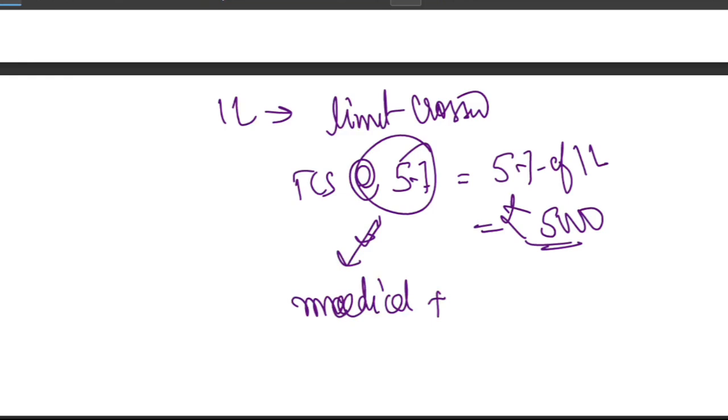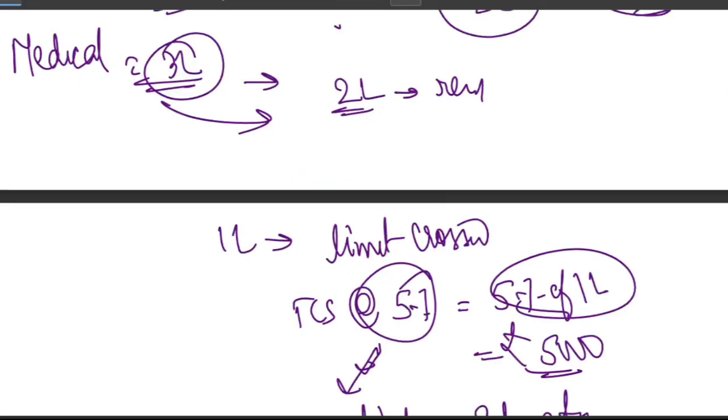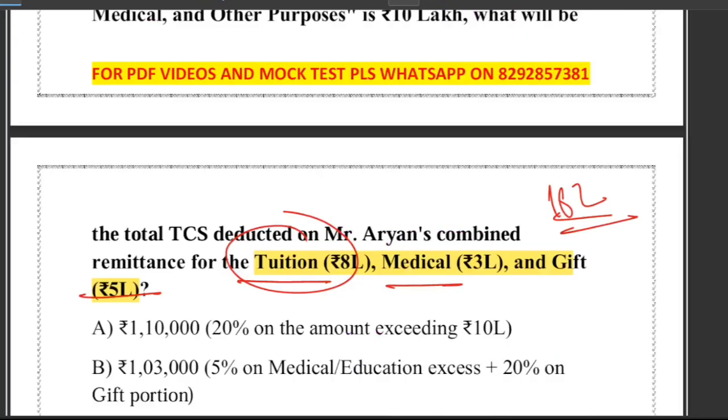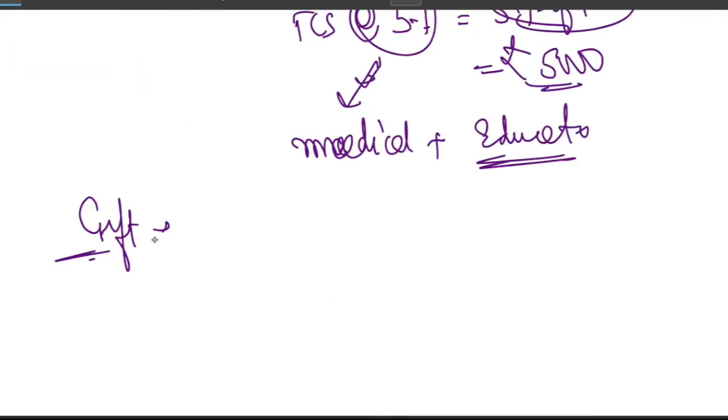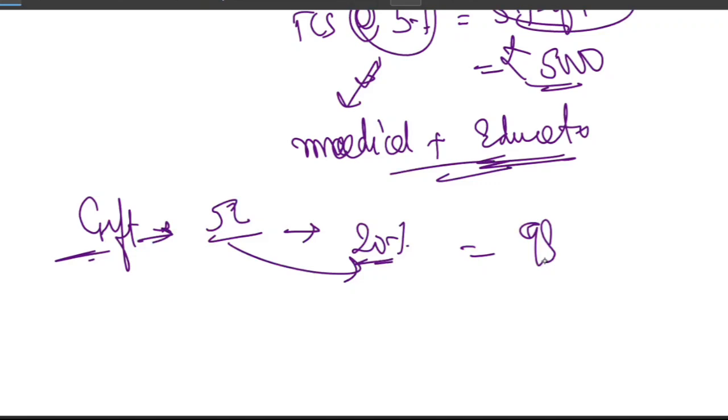So first of all, we have covered the tuition. Second thing, we have medical. And third thing, we have a gift, which is 5 lakh. So now let's look at the gift. Now the gift is beyond the threshold, right? Just remember, for medical and education, it is 5% beyond the threshold. The gift of 5 lakh is obviously beyond the threshold. And the TCS rate is 20%. So what is 20% of 5 lakh? This is 98,000.